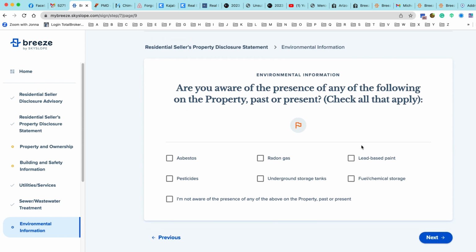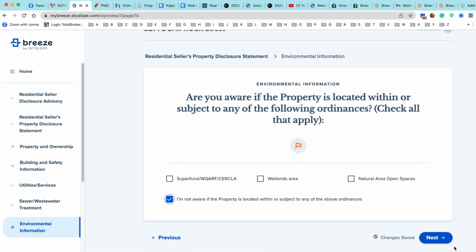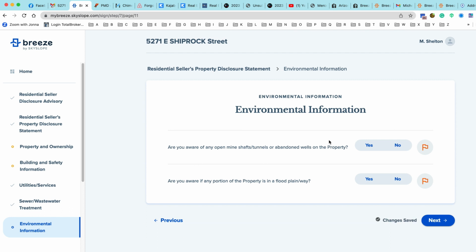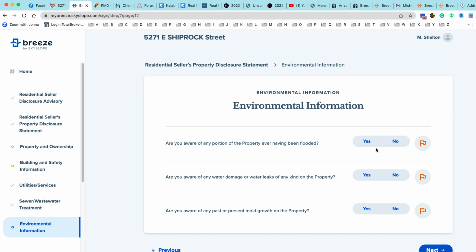Are you aware of the presence of any of the following? No. Super fun. It's going to be areas like South Scottsdale. Environmental. Are you aware any open mine shafts? I don't know where that would be. Maybe Globe. Are you aware if any portion of the property is in a flood? No. Are you aware of any portion of the property ever have been flooded? Damage? No. Any mold?